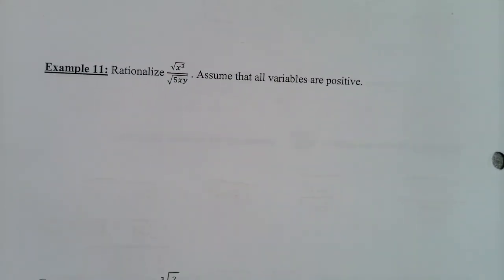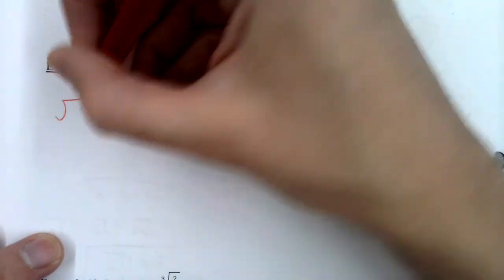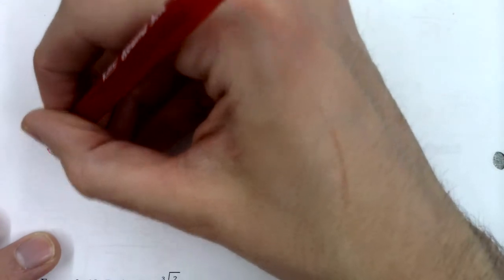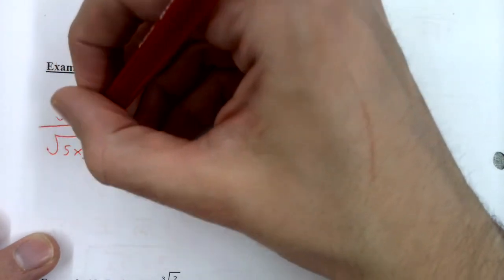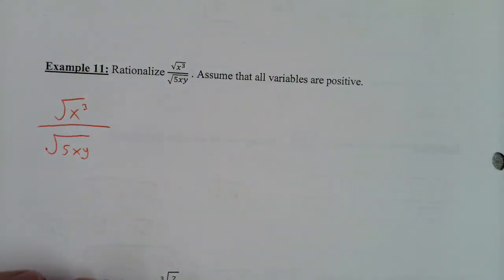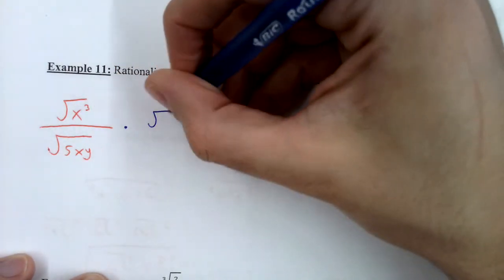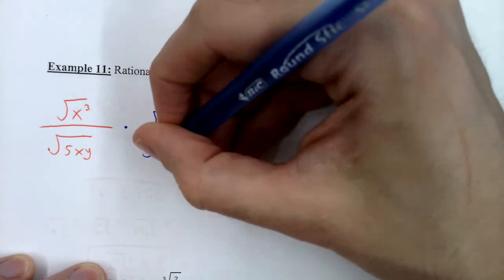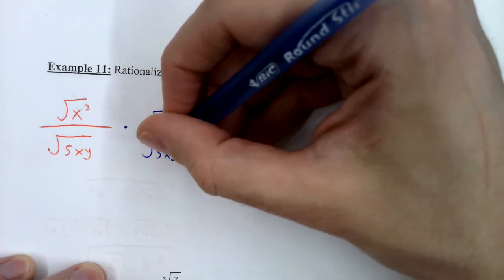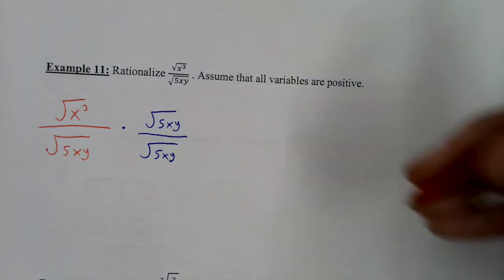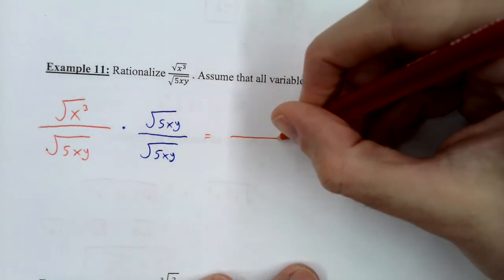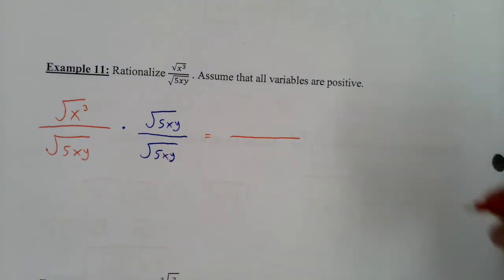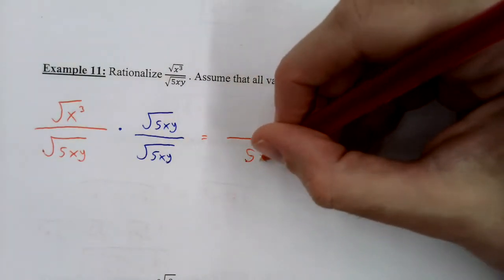Let's do the same thing for number 11. We have the square root of x cubed y divided by the square root of 5xy. We are going to rationalize by multiplying by square root of 5xy divided by square root of 5xy. Don't forget the y. So here's what I get. In the denominator, the square root of 5xy times the square root of 5xy is 5xy.